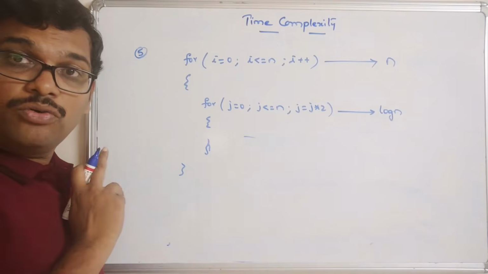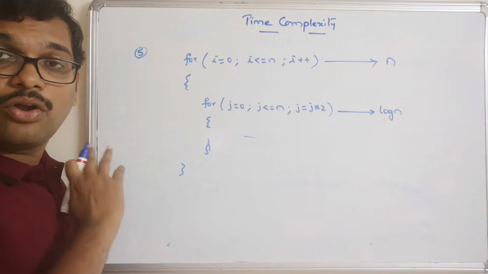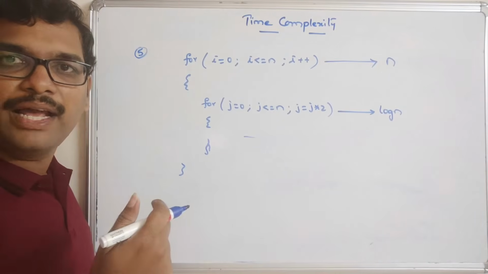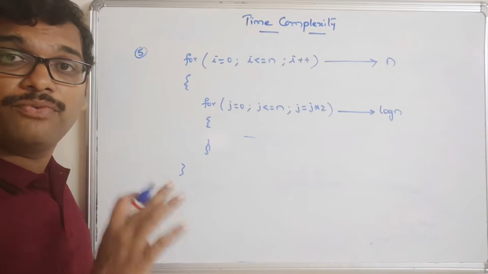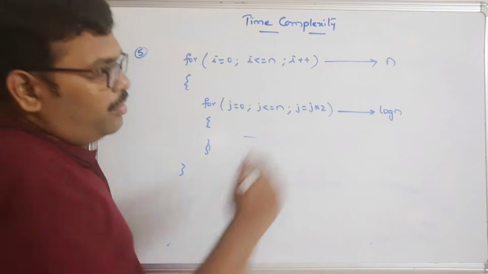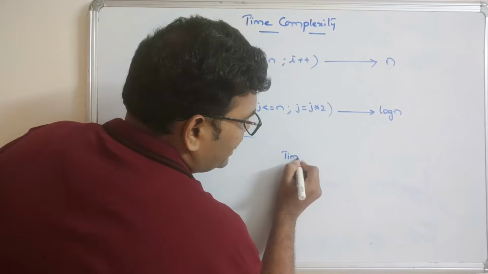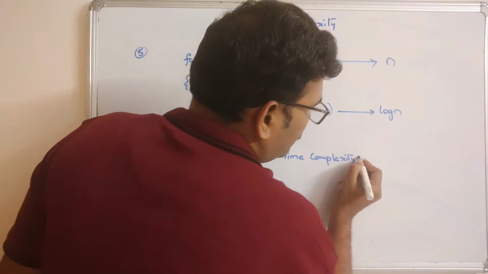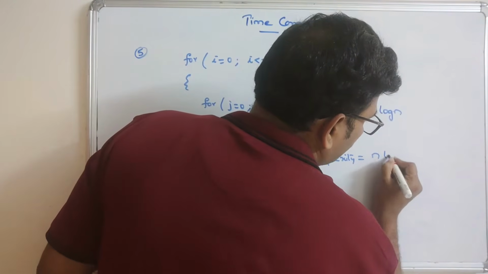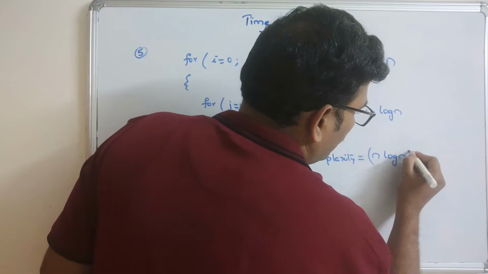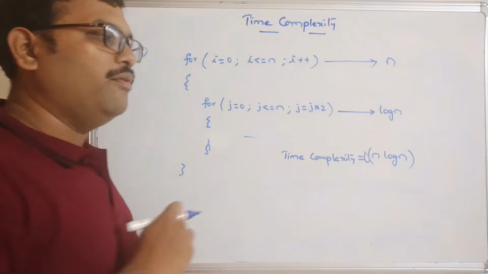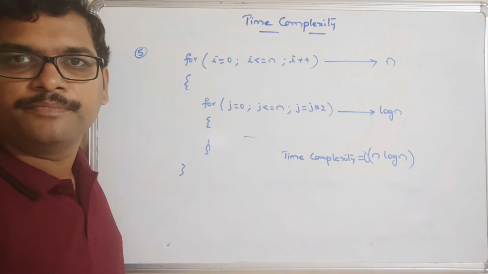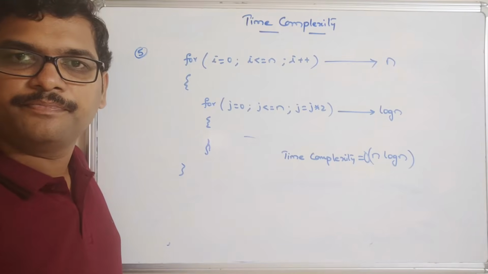And the time complexity of this one will be n times. Here there is no dependency, and these are not conditional statements. So what we have to do is multiply the time complexity of each and every loop. So the time complexity of such a case, what is it? We'll get n log n, big O of n log n. So this will be the time complexity.